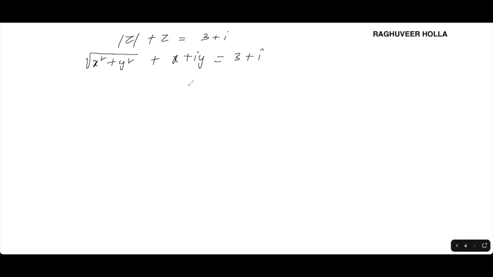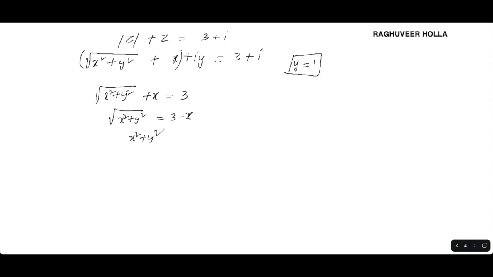What you can notice comparing this in real and imaginary parts is that y is equal to 1. So y will be 1. And this is square root of x square plus y square plus x is equal to 3, right? So take this: square root of x square plus y square is equal to 3 minus x, and squaring this on both sides, what you get is x square plus y square equals 3 minus x whole square, right?